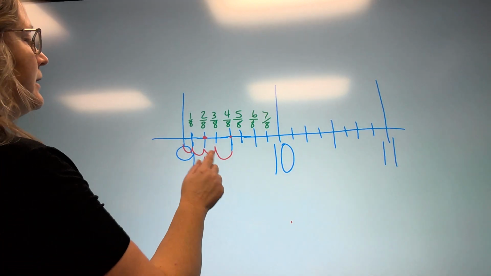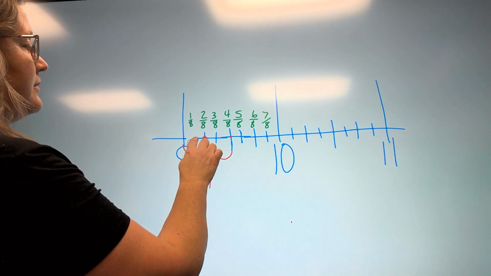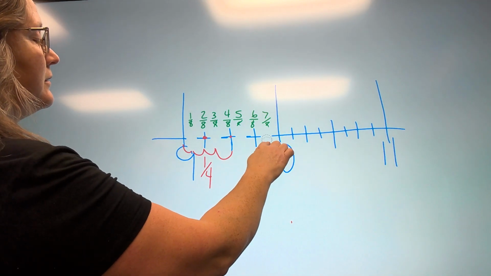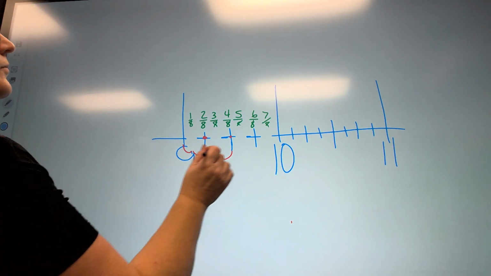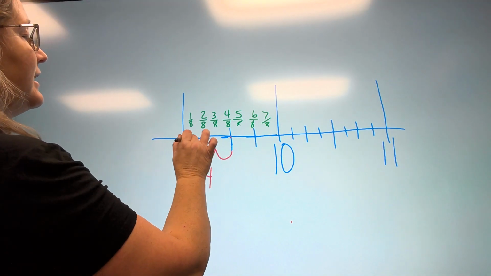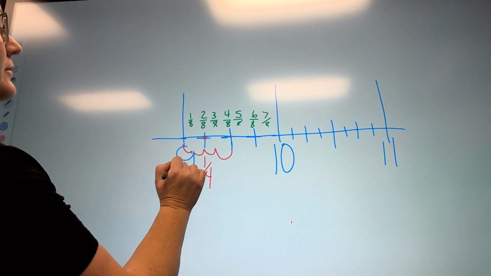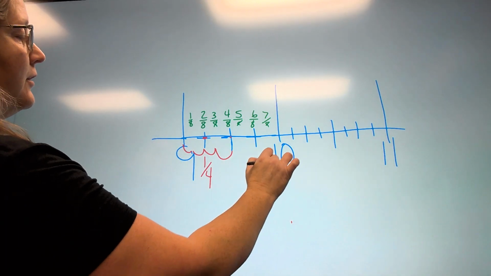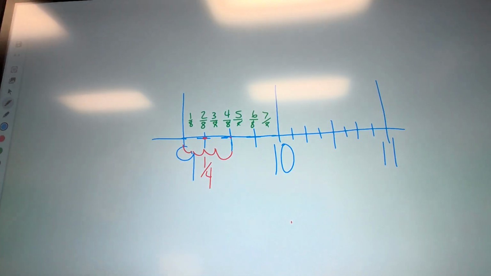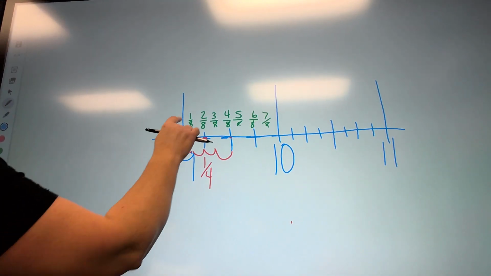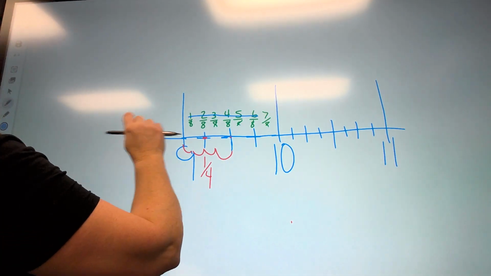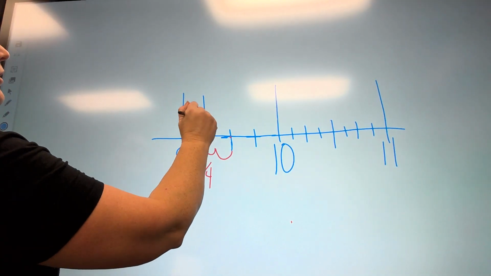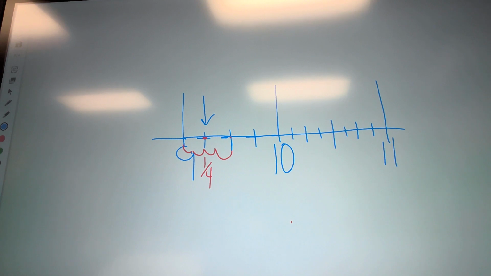Take that one. I could get rid of these. And now how many spaces do I have? 1, 2, 3, 4. So I wanted 1/4. So it would be right. Whoops. 1/4 would be right there.